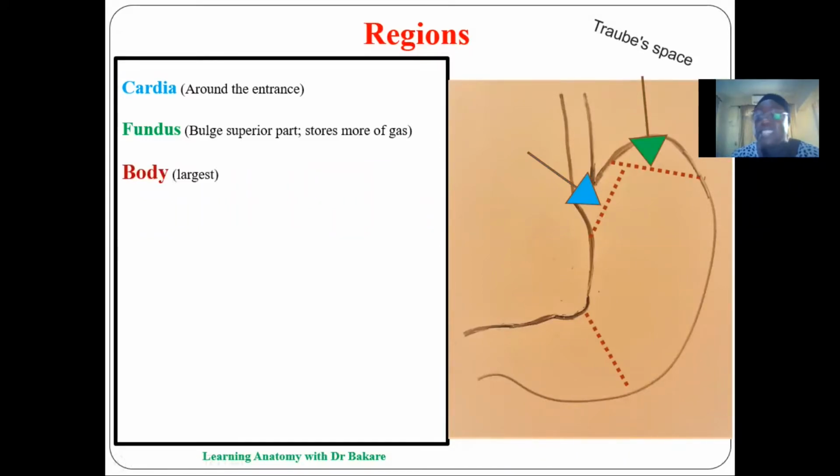The next region is the body. The body is the largest region of the stomach, and it is seen extending from this region down to this region, and this is the body. So you see it between the fundus and also the pylorus.